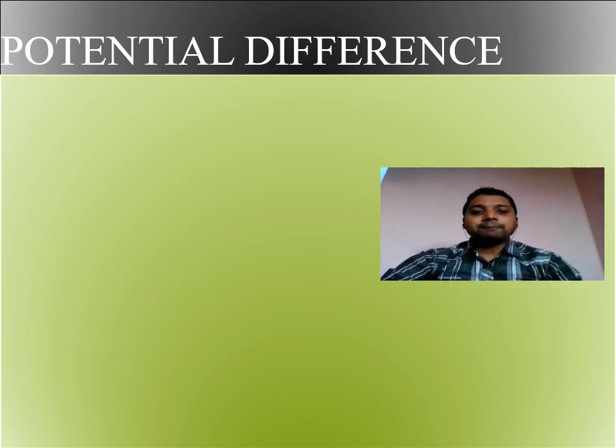Whenever you see any battery, on that battery it is written 1.2 V, 2.5 V, 0.5 V, 220 V. That means that is the potential difference between the two terminals, between the positive and negative terminals. So here we are going to discuss this potential difference. First one you can see here.